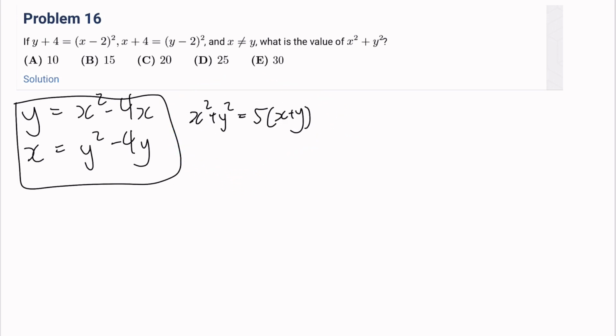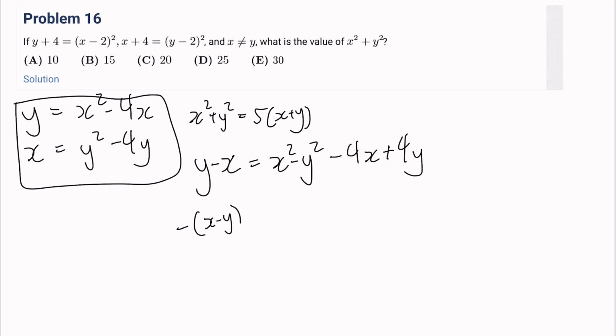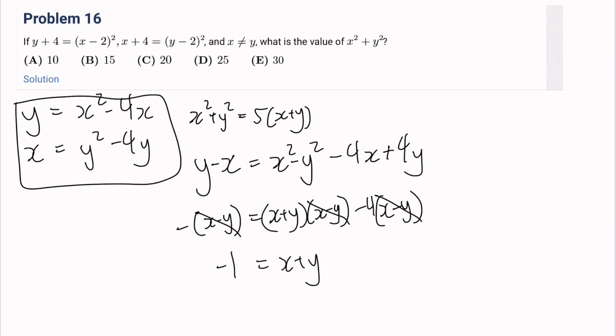To get x plus y, since we've added before, now we have to subtract them, right? And so what we get is y minus x equals x squared minus y squared minus 4x plus 4y. And so that gives us minus (x minus y) equals (x plus y)(x minus y) minus 4 times (x minus y), right? And so we can divide by x minus y because they're not 0. It said x is not y. And so negative 1 equals x plus y minus 4.